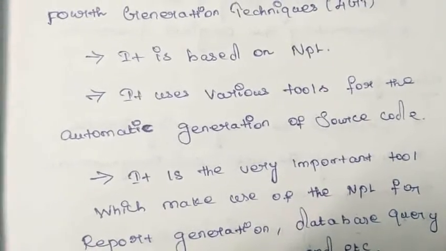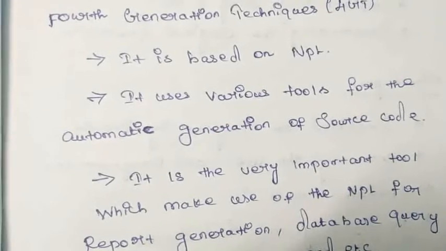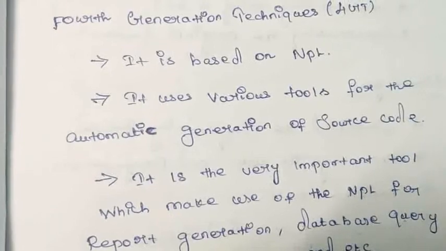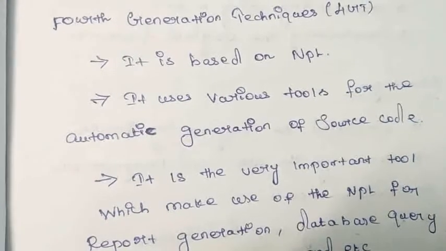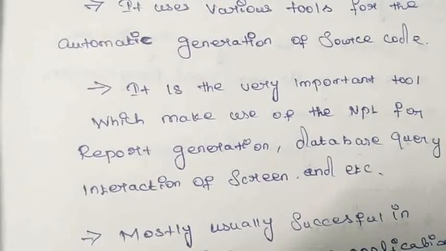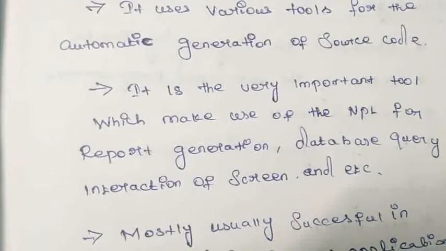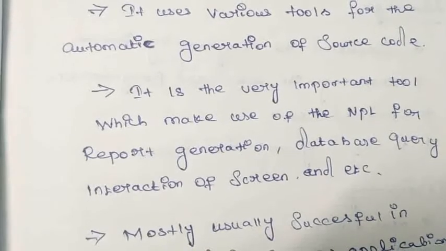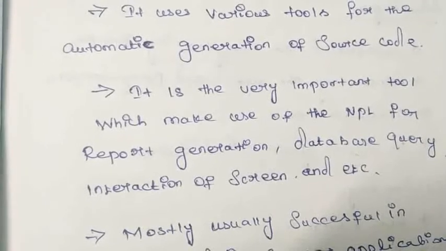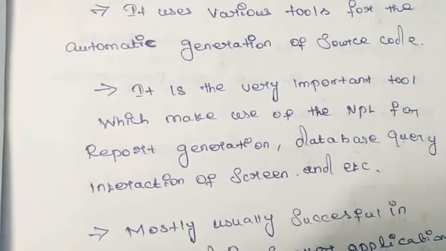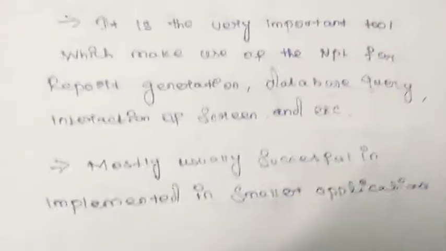Depending upon the specification made, the fourth generation technique uses various tools for the automatic generation of source code. It is a very important tool which makes use of non-procedural language for report generation, database query, manipulation of data, interactive screen, spreadsheet capability, high-level graphical capability, and so on.